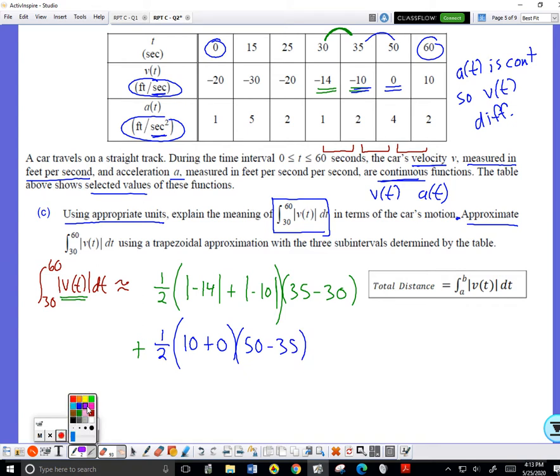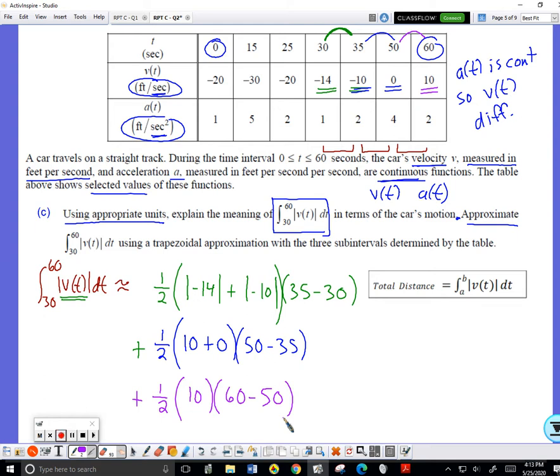Then plus 1/2, 0, and 10. So we'll just put a 10 that time. Showing some different ways you can do this. 50 minus 60, sorry, 60 minus 50. Like that. Read the question again. Approximate this using trapezoidal approximation.